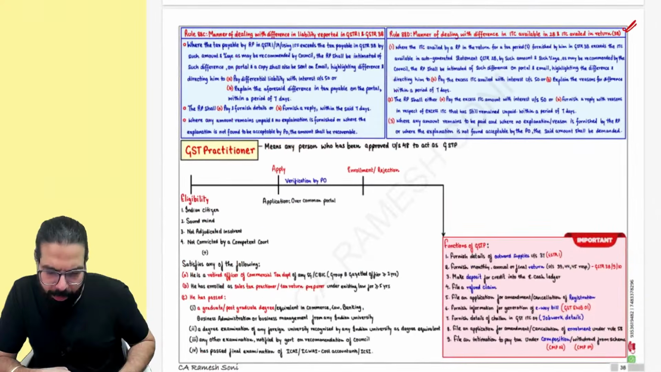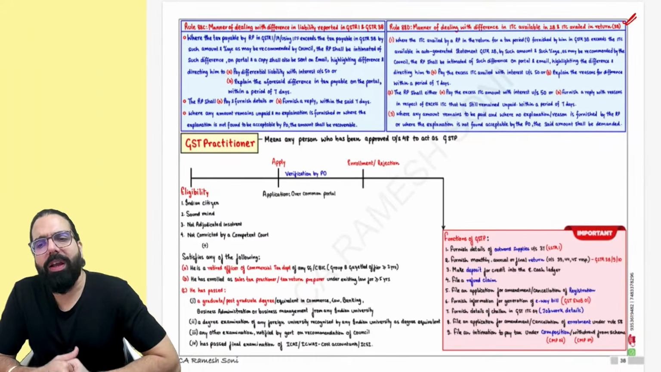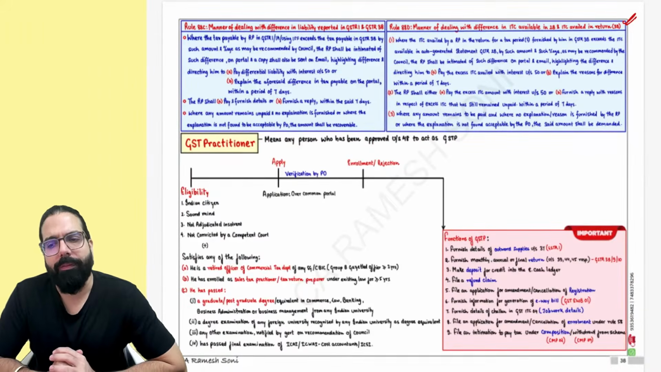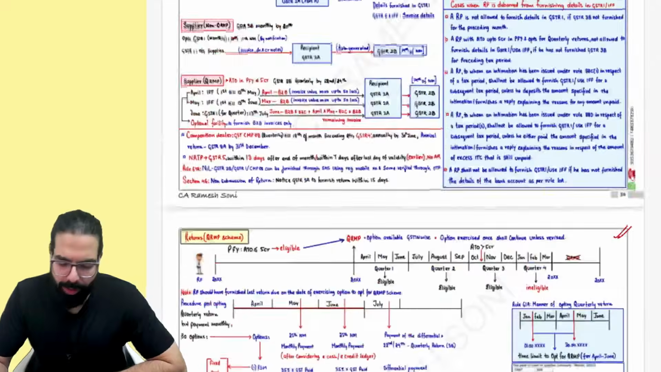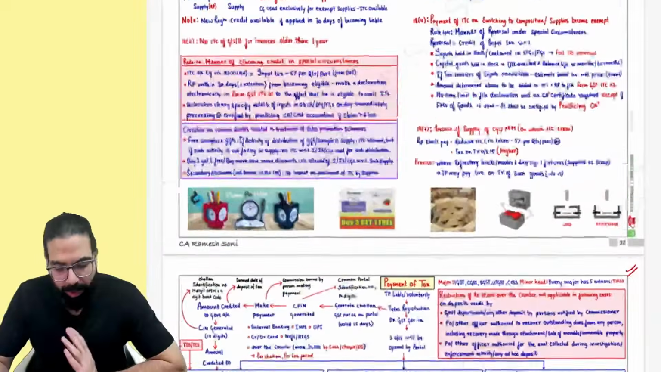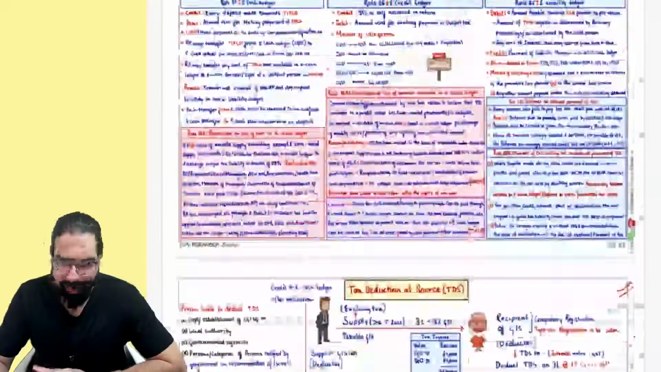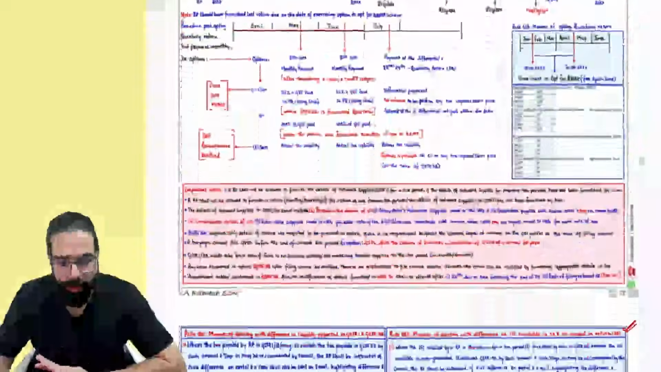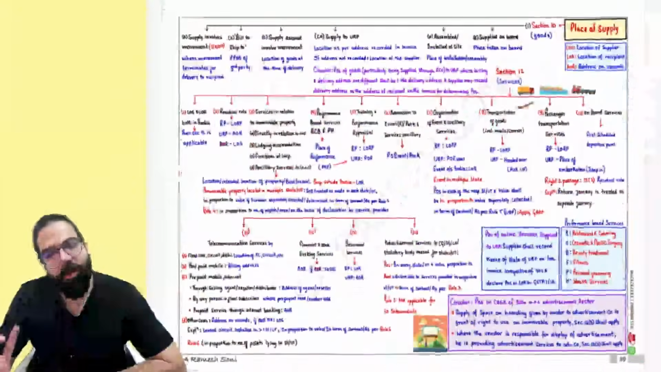Now I'll do one thing, everyone. I'll go ahead and revise one last chart, which is for place of supply. Sir, what about the other ones? Other ones, everything is same. You will have to revise it from the last time's revision. Block credit exactly same. ITC, these sections are exactly same. There are no changes at all. You can revise it from the last time's revisions.